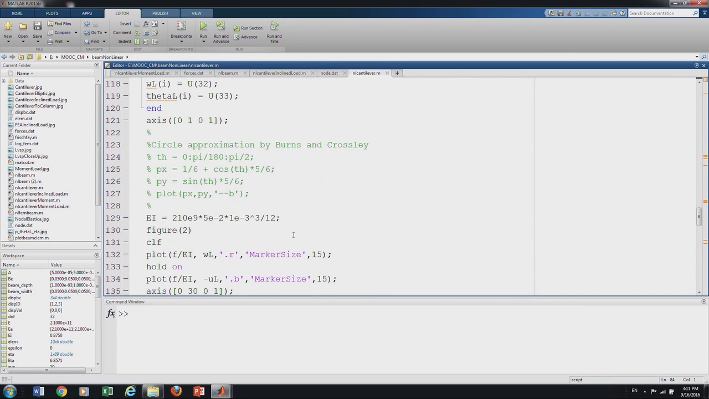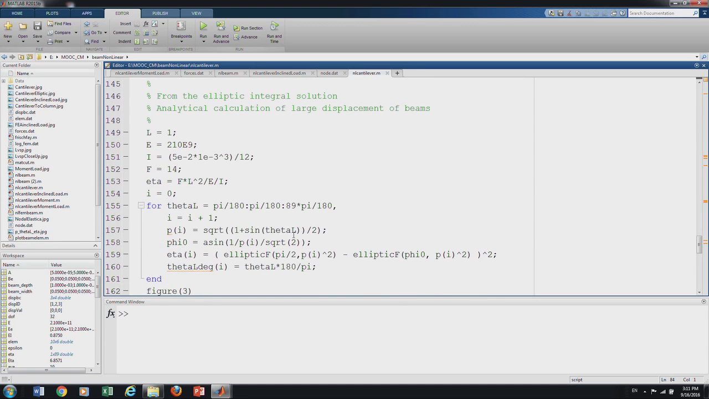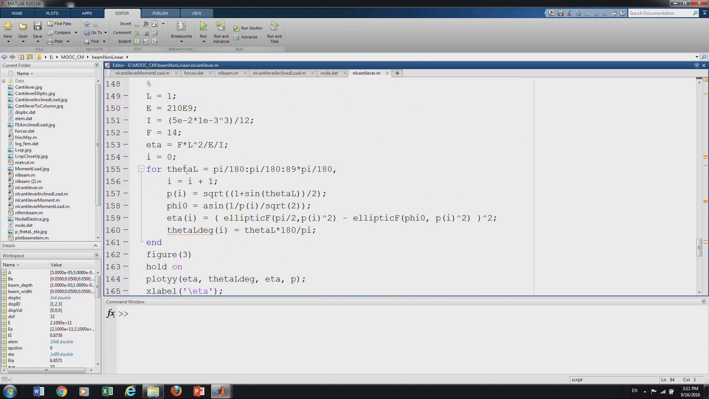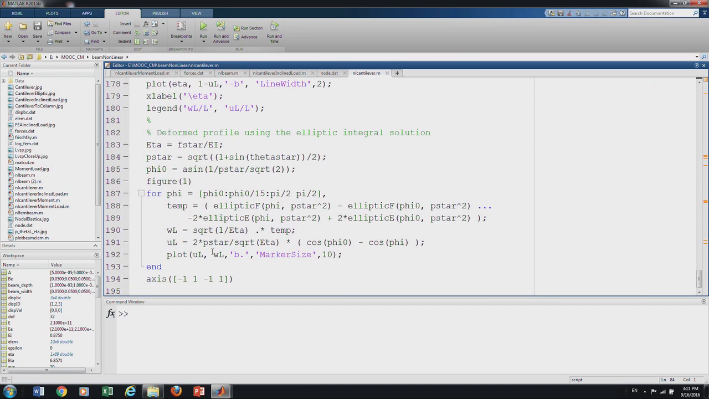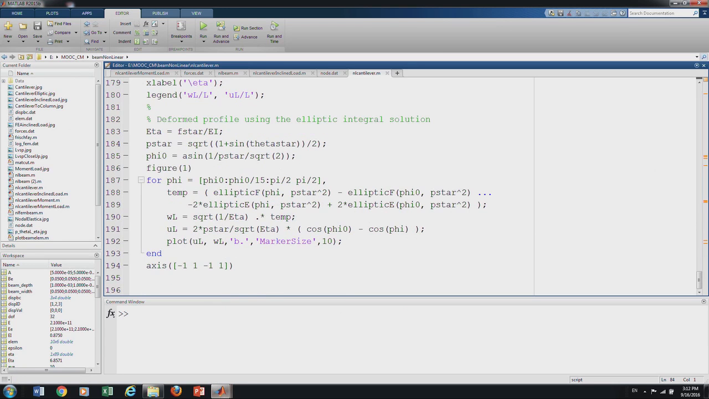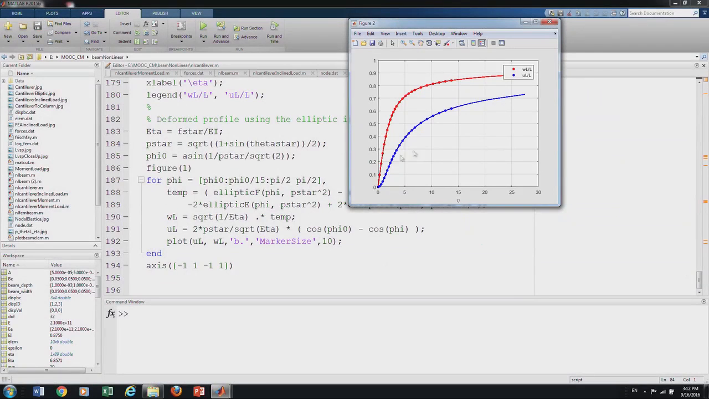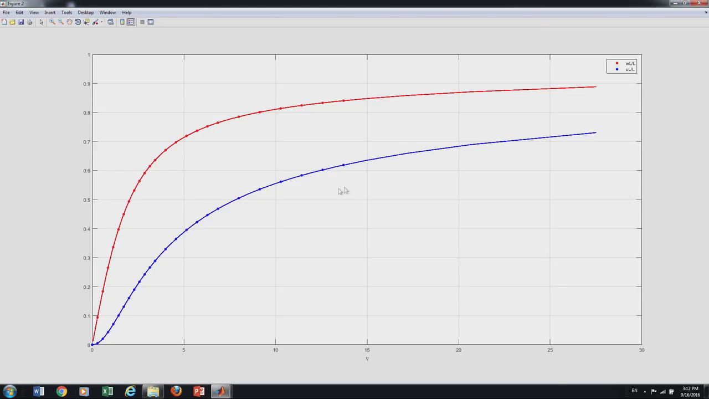We have all that. Now, elliptic integral 1, in this particular case, I am taking a particular case of 14 newtons and try to get the W and XL, or here I am using the symbol UL, how we get elliptic integral solution for the deformation of the beam. If I look at that, we can see that what I am showing here are these dots, the elliptic integral solution. Let me make it bigger. The dots are elliptic integral solution, and the curves are from finite element analysis. So, this is the UL or axial displacement, and this red one is the transverse displacement. You can see how well they agree with each other.